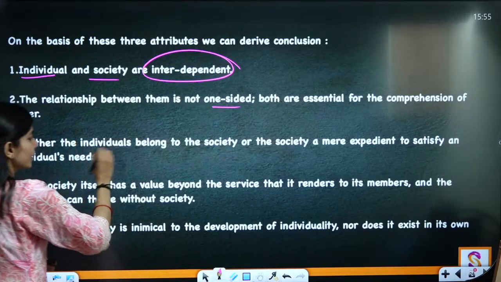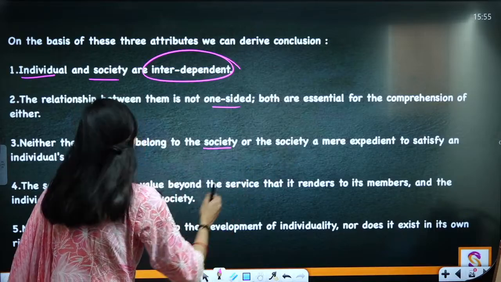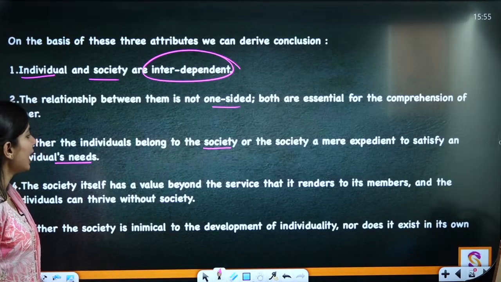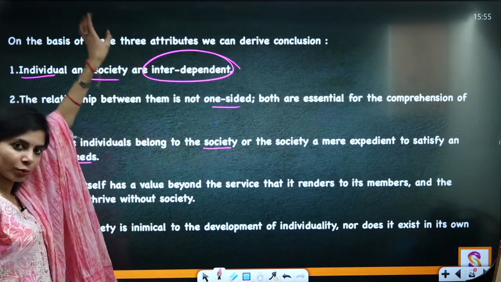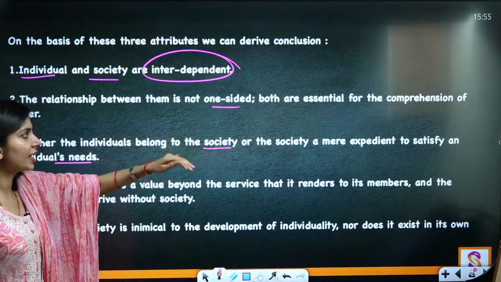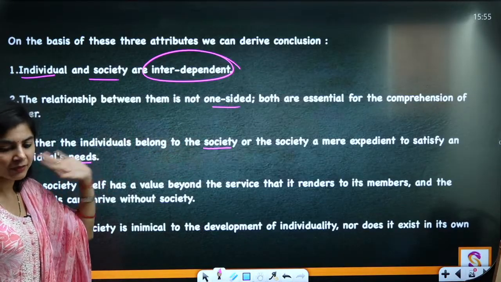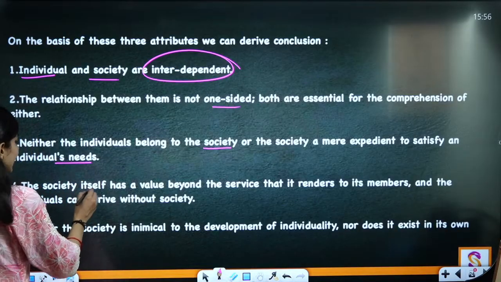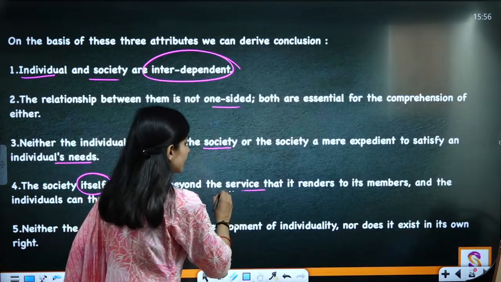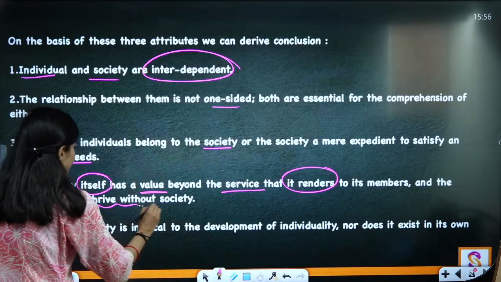Next, neither do the individuals belong to the society, nor is the society a mere expedient to satisfy an individual's needs. Means they said that society, as this line is being taken from the introduction of social contract theory, is being created only just to satisfy the individual needs. That's why we created the society. Next, society itself has a value beyond the surface, and it renders to its members, and the individuals can thrive without society.